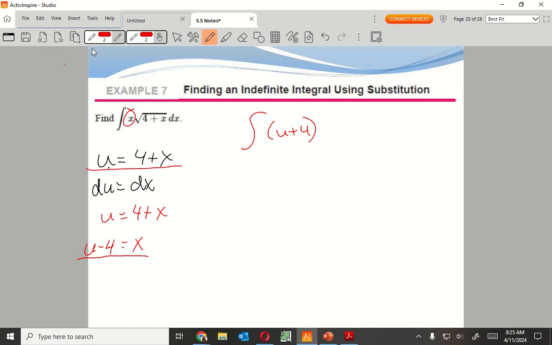Yes? And what is this right here going to be? I took away the inside and I replaced that with u. So this is going to be square root of u, right? So square root of u, but I don't like square roots. I really don't. So I like writing them as exponents because that's going to be u to the 1/2. That's the square root of u, right? Okay. Now what else am I missing? dx is being directly replaced with du. Okay.